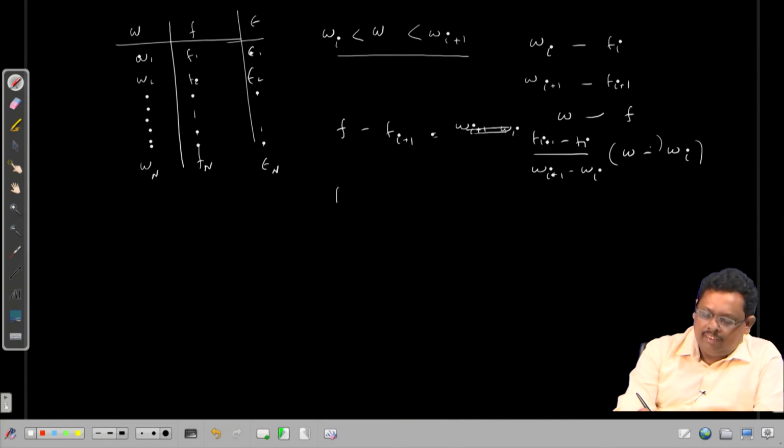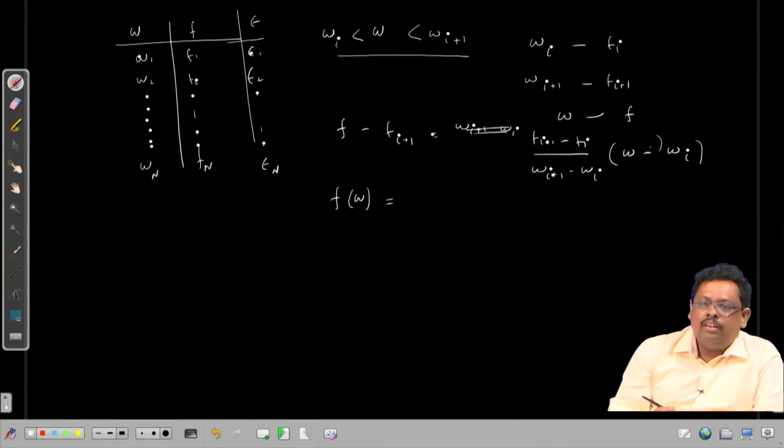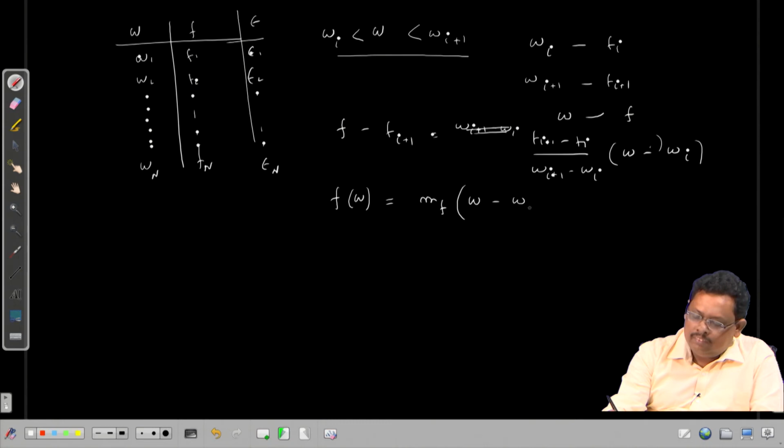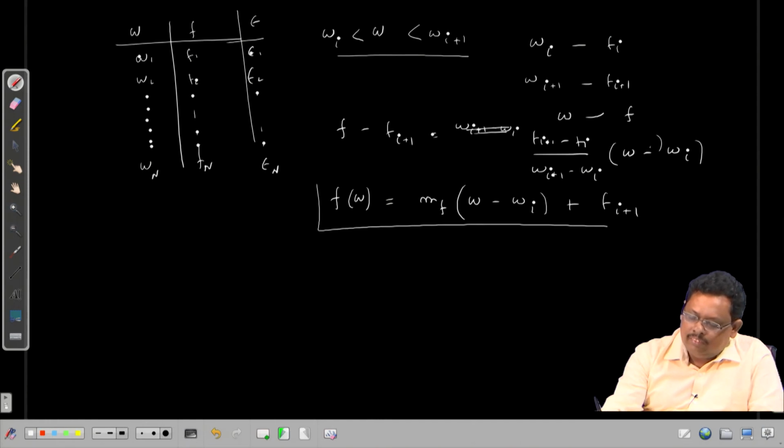So, we can get the functional value at that particular omega, which is f of omega. I can call this again a slope. So, you can call that m, the functional slope, f into omega minus omega I, plus f of I. So, this is the formula.